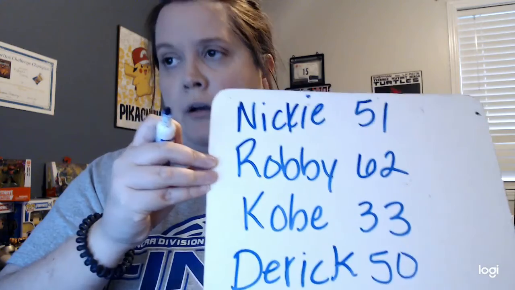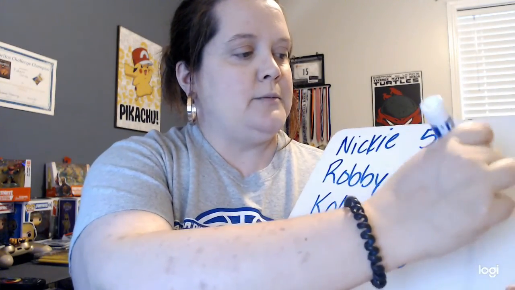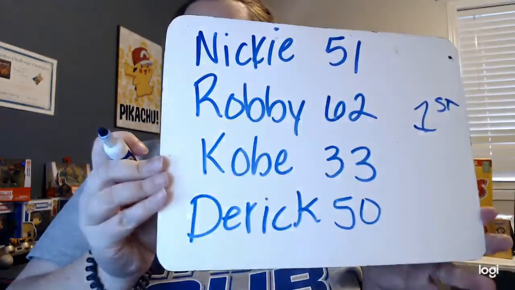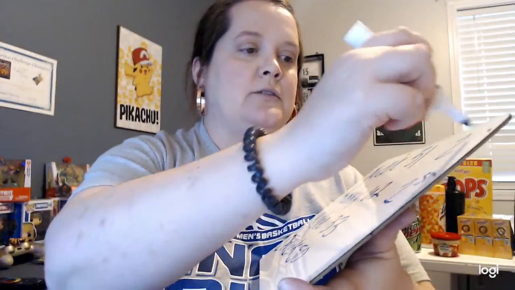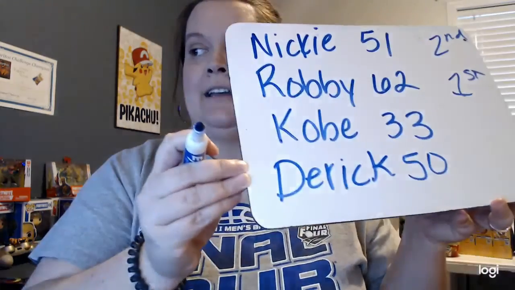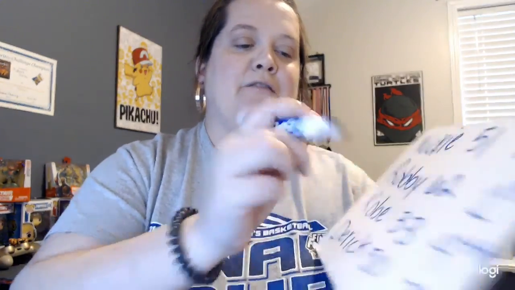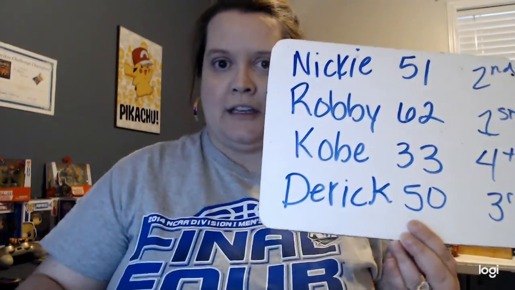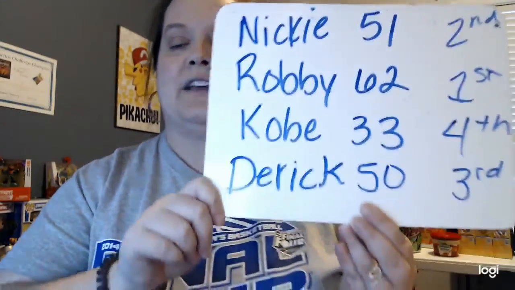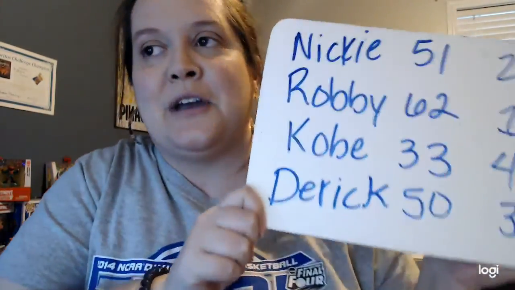So Robbie, the lucky winner, would be first. I'm going to put first place by him. I would be next at 51, so second. Derek has 50, so he's third, and poor Kobe with his 4-letter name is going to be in fourth. So if you wanted to order these from greatest to least, that's what we did. Go ahead and do that with your family.